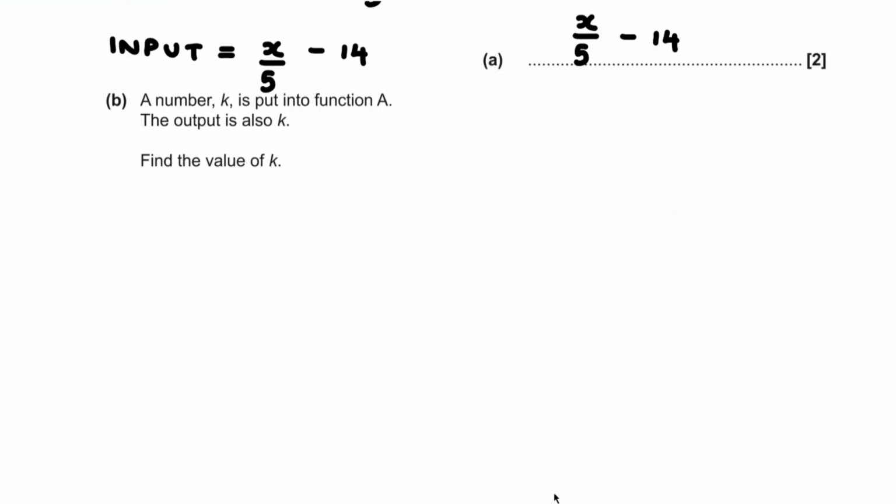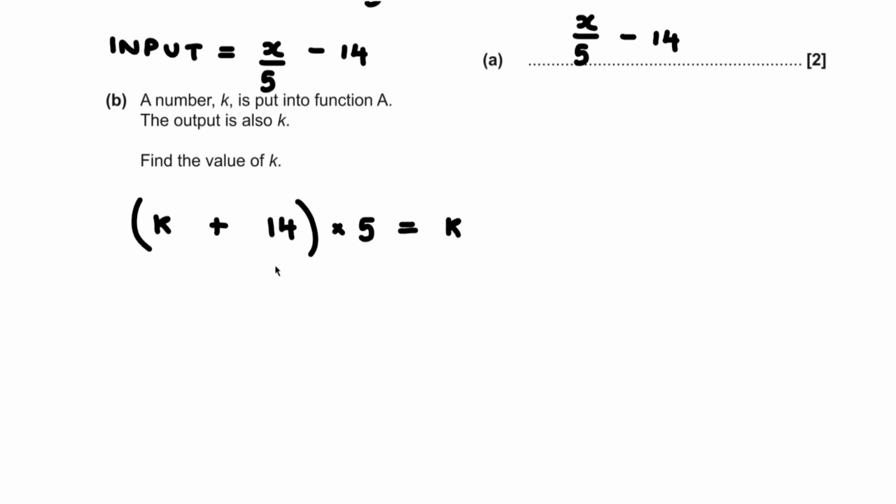Part B, a number k is put into function A. The output is also k. We have to find the value of k. So the input is the same as the output. So what happens here is, I've got k, I add 14 to it, I then multiply by 5, and the output is still k. So I have to work out what k is.